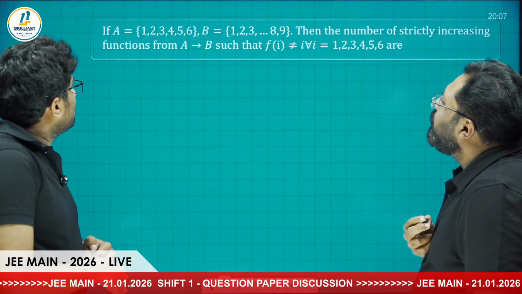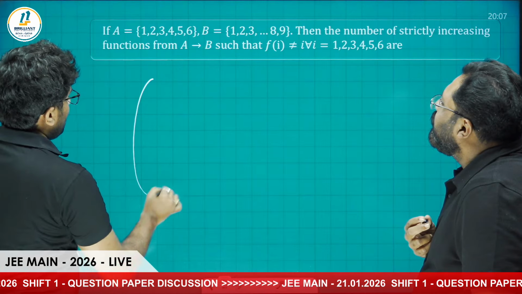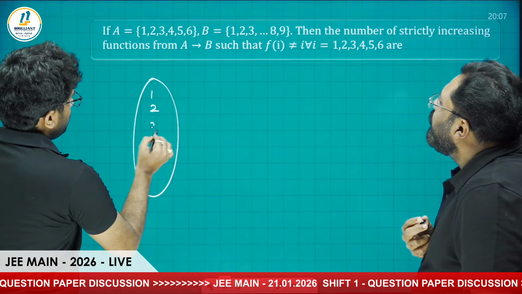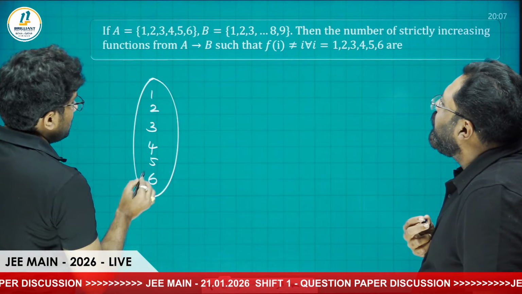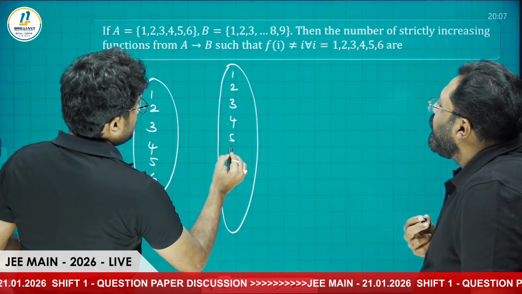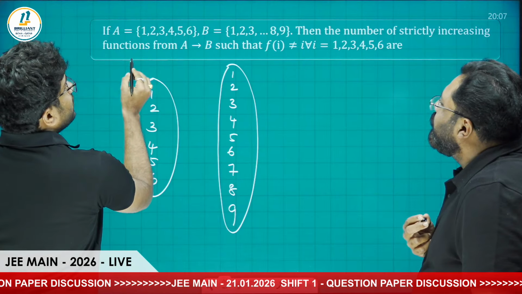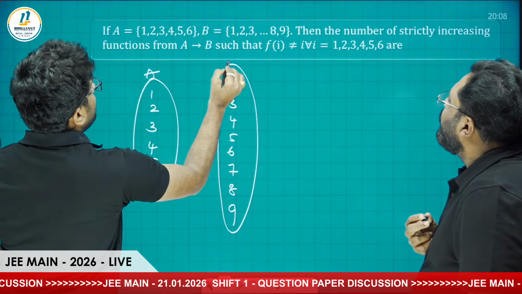Next question, if you take a function, given set A having 6 elements 1, 2, 3, 4, 5, 6. Set B is having 9 elements, 1, 2, 3, 4, 5, 6, 7, 8, 9. F is a function mapping from A to B.